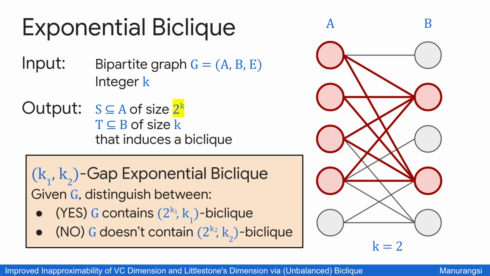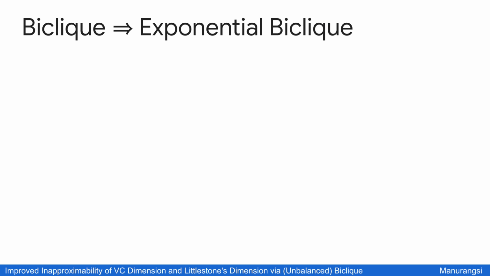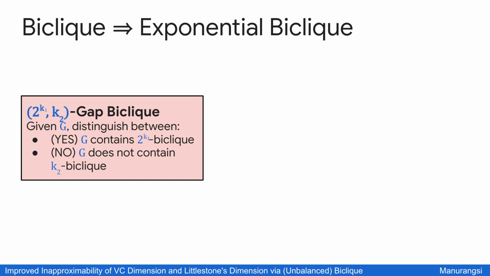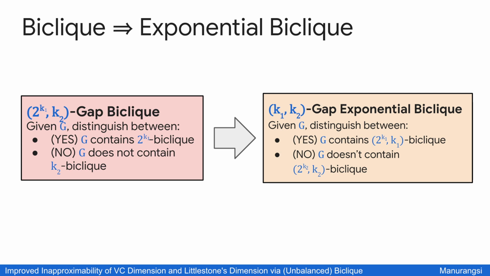Again, we can define the gap version of this exponential Biclique correspondingly, where in the yes case, we should have this 2 to the k1 and k1 Biclique, and in the no case, the input graph doesn't even contain a 2 to the k2 and k2 Biclique. Let us note here that there is a trivial reduction from Biclique to the exponential Biclique problem, which we will be using. In particular, if we have the gap Biclique hardness, where in the yes case, the graph G contains a 2 to the k1 size balanced Biclique, and in the no case, it doesn't even contain a k2 Biclique, then this immediately implies the k1, k2 gap exponential Biclique problem by just keeping the same graph. And this follows immediately from the definition. Note, however, that we will need a pretty large gap in the original gap Biclique problem.